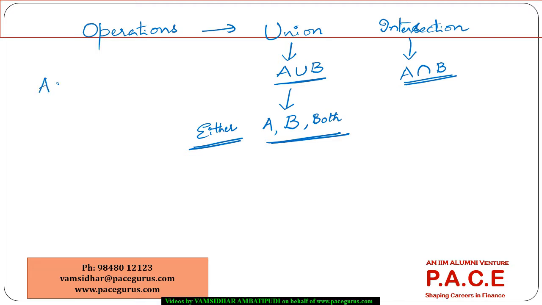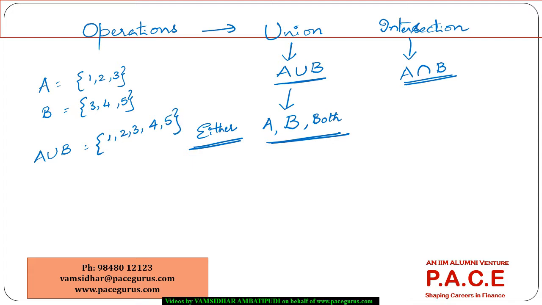Just for an example, if A is the set 1, 2, 3 and B is the set 3, 4, 5, then when I say A union B, it consists of elements belonging to A, B, or both of them. So A, these are the ones. B, these are the ones, but 3 is already repeated, so I'm taking the remaining 4 and 5. So this is the A union B.